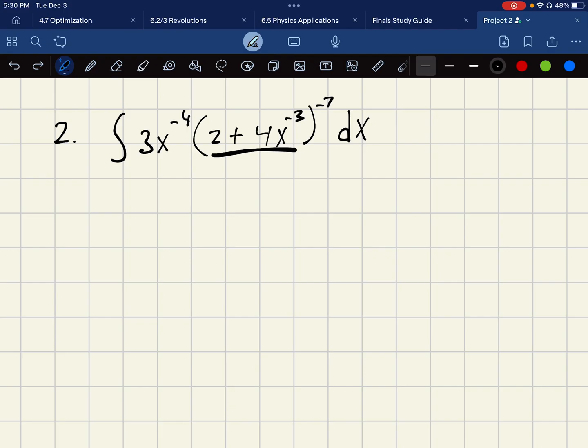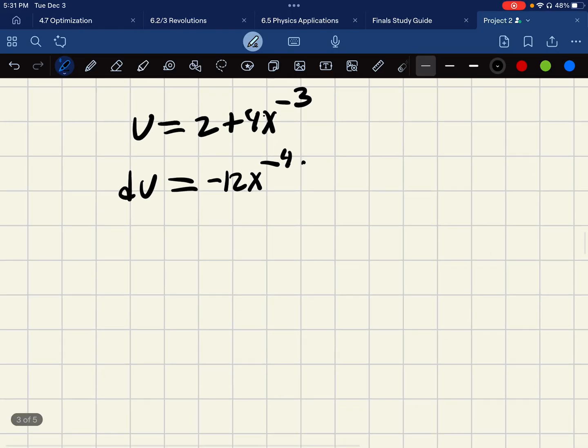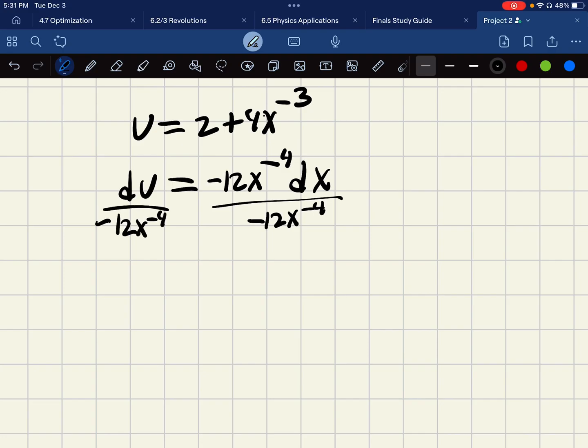Same thing, we're going to find u, which is this value right here. Bam, we got it. So u is equal to 2 plus 4x to the negative third. Now, same steps. We're finding du again. So we're taking the derivative of this value right here. This 2 will go away. So we get negative 12x to the negative 4 dx. Then we're dividing both sides by negative 12x to the negative 4. Simple. Then we would get dx is equal to du over negative 12x to the negative 4.